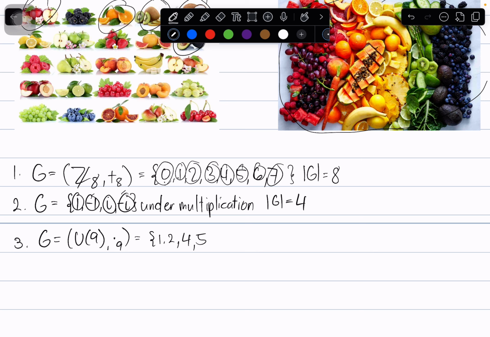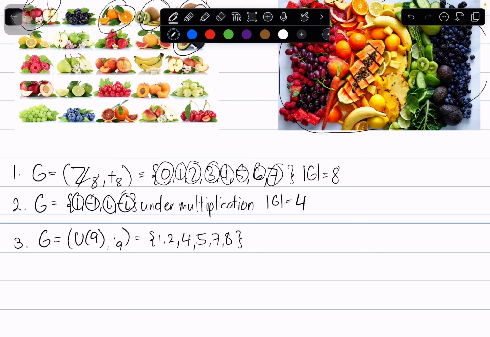Now 5, it does not have any common factors with 9. So it is a co-prime. 6, however, has a common factor, which is 3. So the next one, which is 7, and then 8. And then 9 is divisible by 3, 9 is divisible by 9. So it's not a co-prime of 9. 9 is not a co-prime of itself.